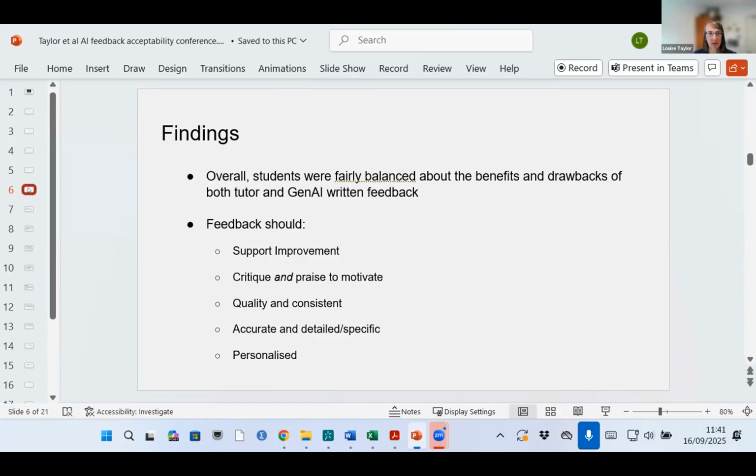Students talked about needing good quality feedback, obviously, feedback they could understand, feedback that was consistent between their friends. So they wanted to know that the feedback they were getting was similar in terms of the content or the length to their peers. They also said they wanted feedback to be accurate and detailed and specific to the assignment, so not too generic, but also personalised to their own writing and their own needs. So I don't think this is new, but this sets in context what the students in the focus groups wanted from feedback.